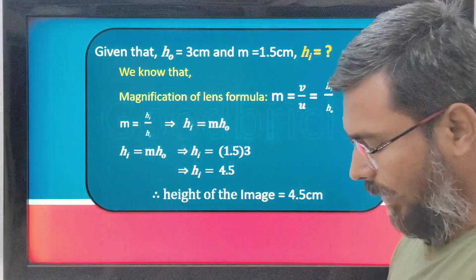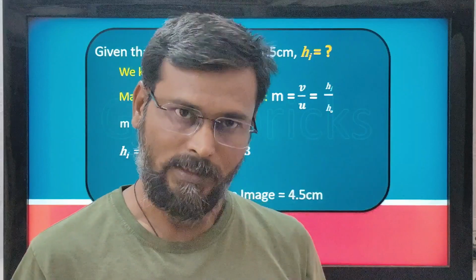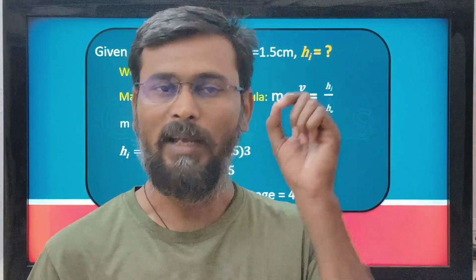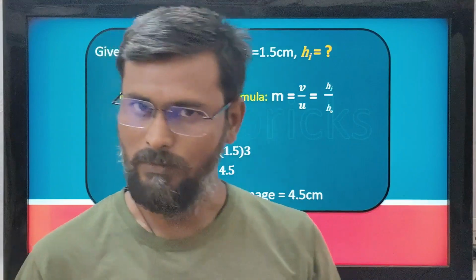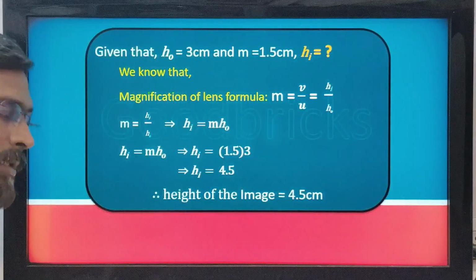So, my dear Telangana warriors, this is how you need to use sign convention rules, lens formula and magnification of lens formula to solve the problems. Hope you got good clarity. If you want, have a look at this solution once again.